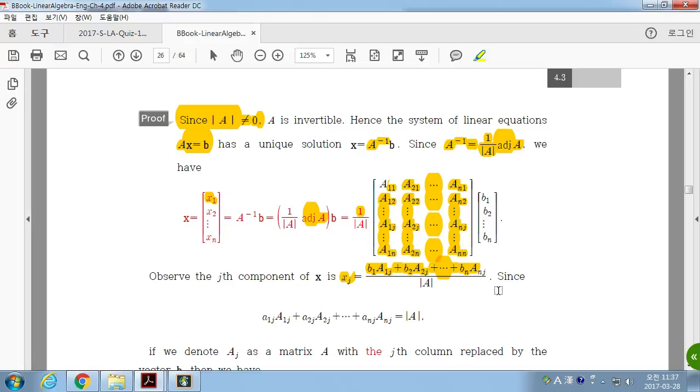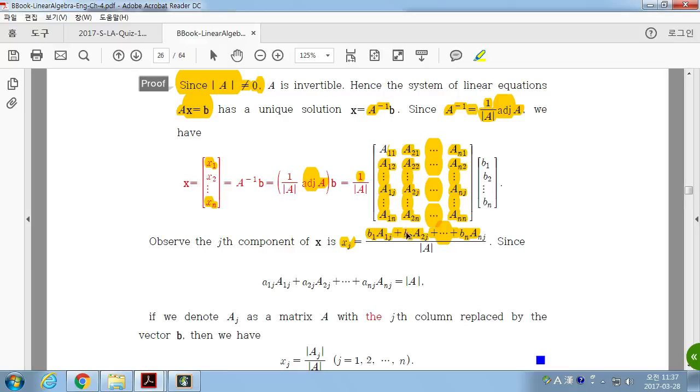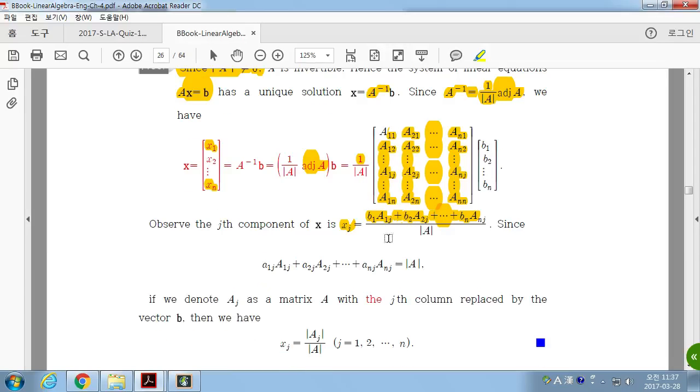That's it. X2 is the same, this row times that vector. Xn is this last row times this vector. That's it. Then what is this? This is a kind of cofactor expansion of the matrix A. But what we use as the coefficients here are the entries from the vector B instead of the jth column of this matrix, isn't it?